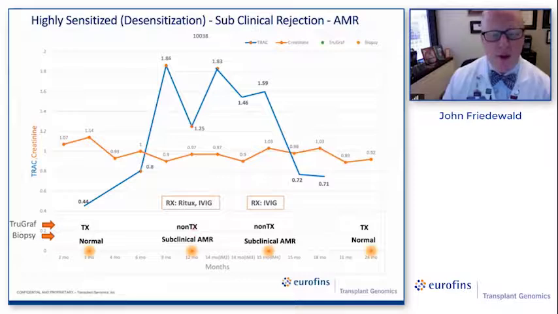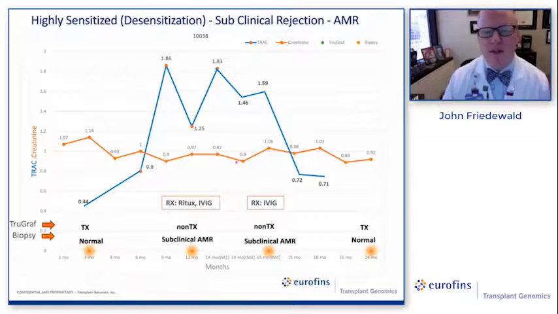At that time, the TruGraf test is abnormal, not TX. The biopsy shows subclinical antibody-mediated rejection. The patient is treated with rituximab and IVIG in the face of stable renal function. Cell-free DNA, which again was found retrospectively, was still high this whole time.